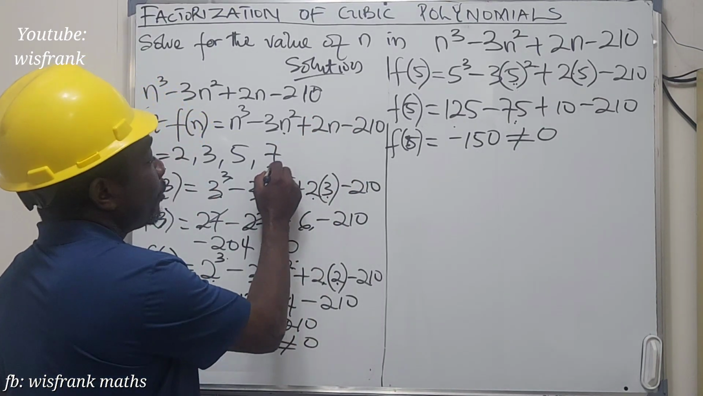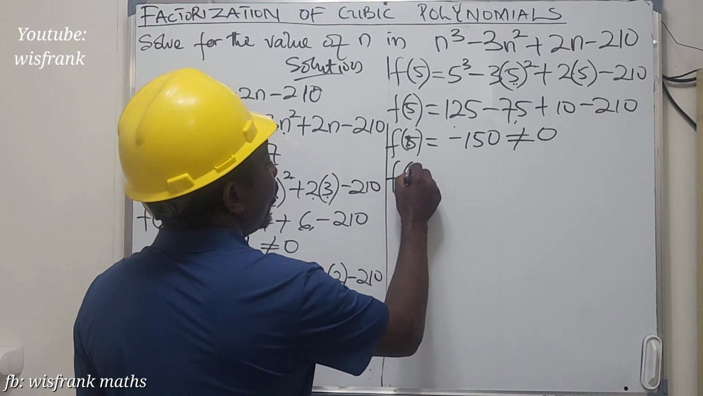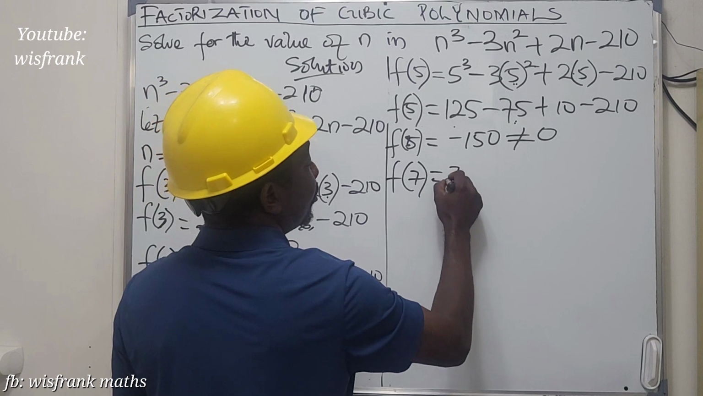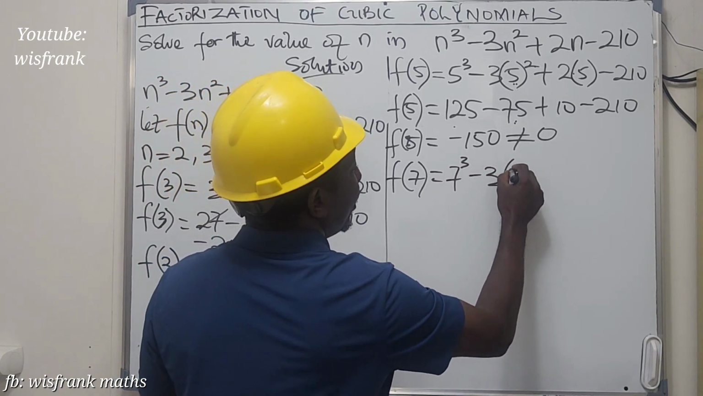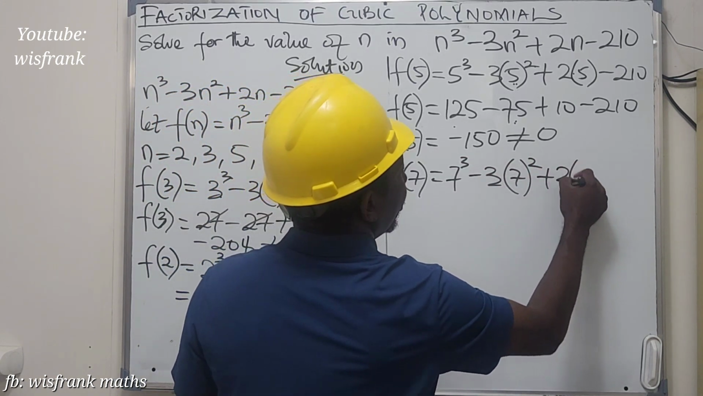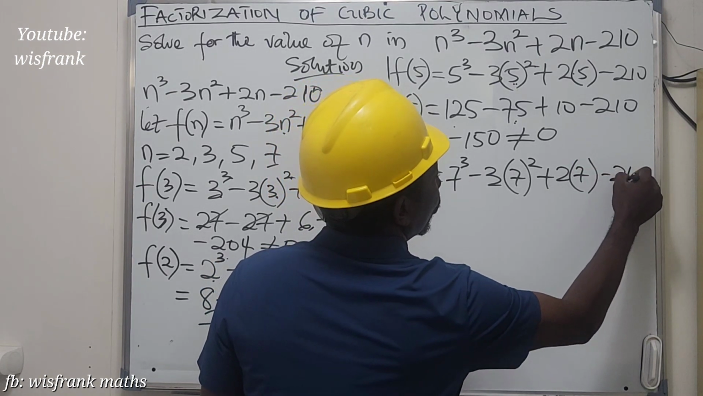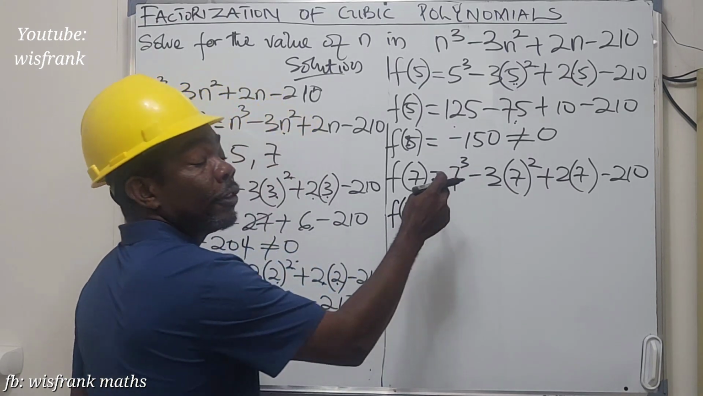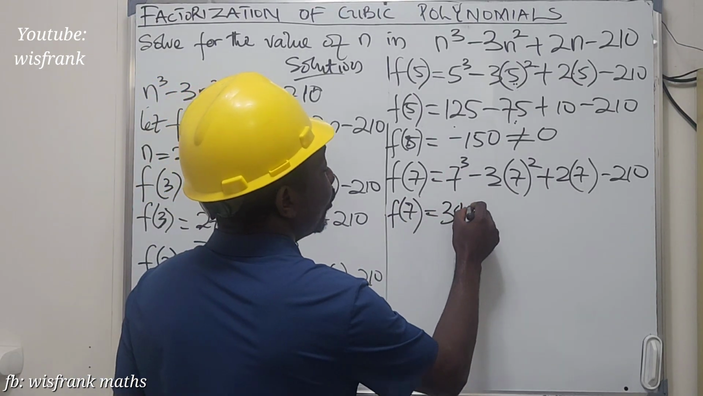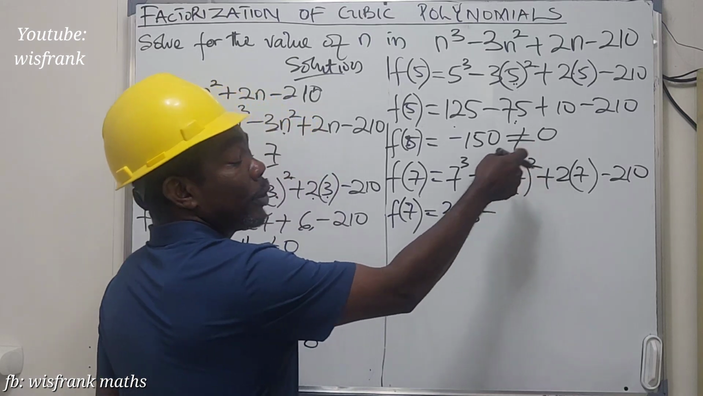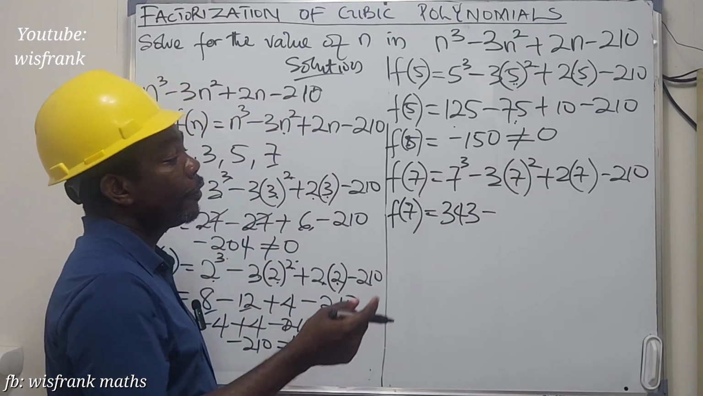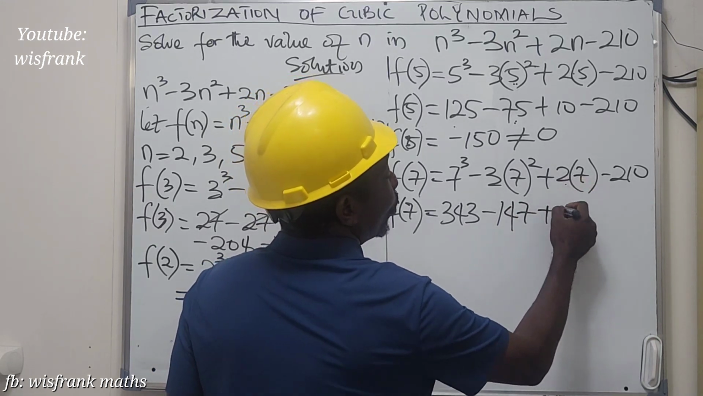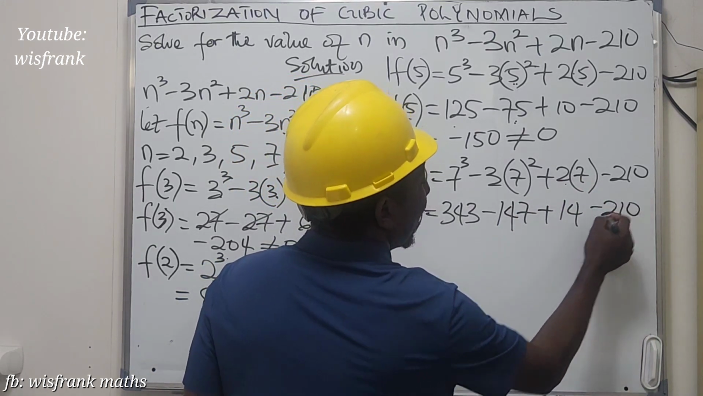So we are going to try 7, when n equals 7. So we have f of 7 equals, substituting the value of n as 7, 7 to the power of 3 minus 3 into 7 to the power of 2 plus 2 into 7 minus 210. So f of 7 will be equal to 7 cubed, which gives us 343, then minus 7 times 7, 7 squared, which is 49. 49 times 3 gives us 147. Then plus 7 times 2 will give us 14 minus 210.